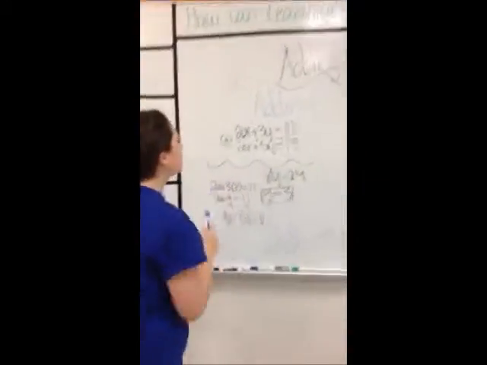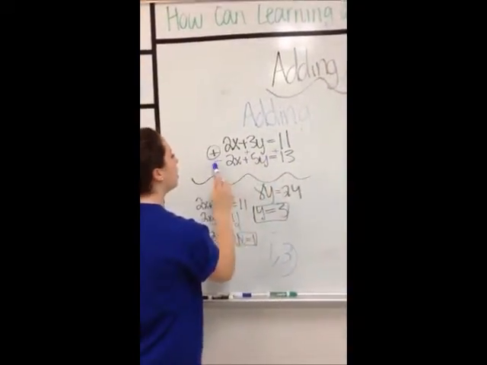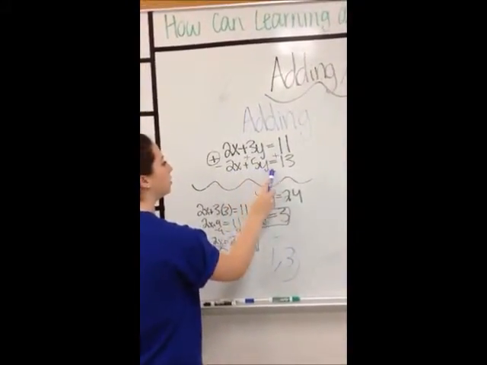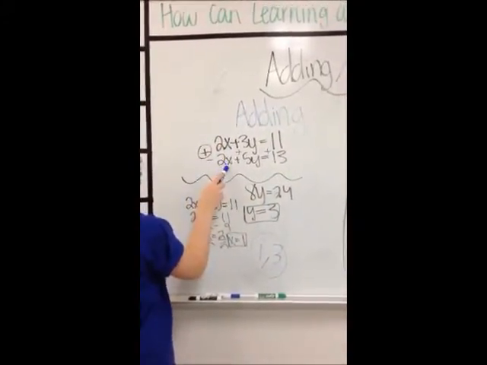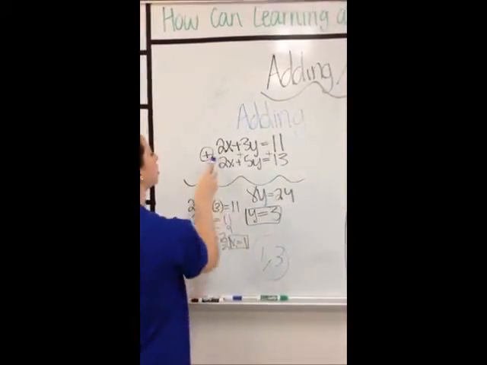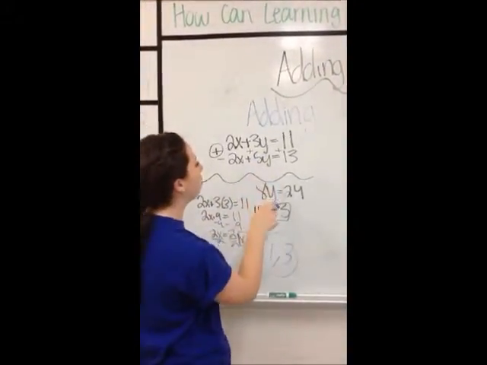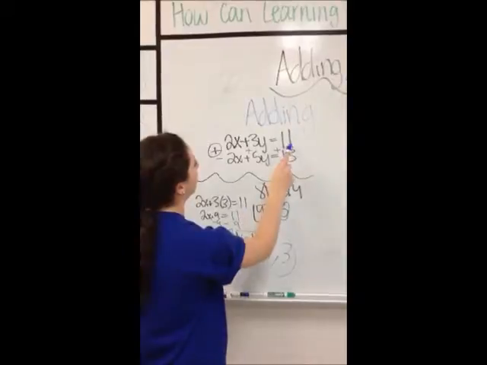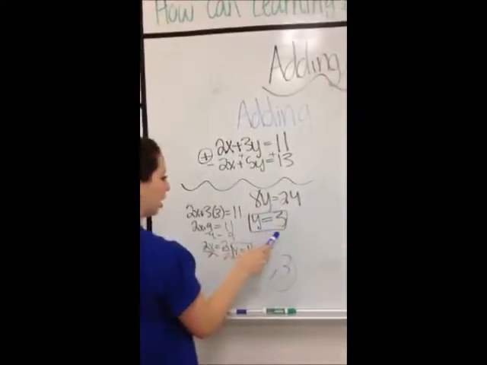The first example has 2x plus 3y equals 11, and negative 2x plus 5y equals 13. 2x plus negative 2x can be eliminated, so you're going to be adding here. And then it's 3y plus 5y, which is 8y, and 11 plus 13, which is 24. And you get y equals 3.